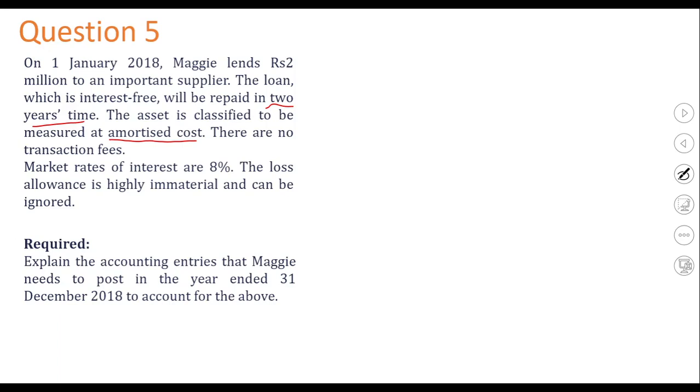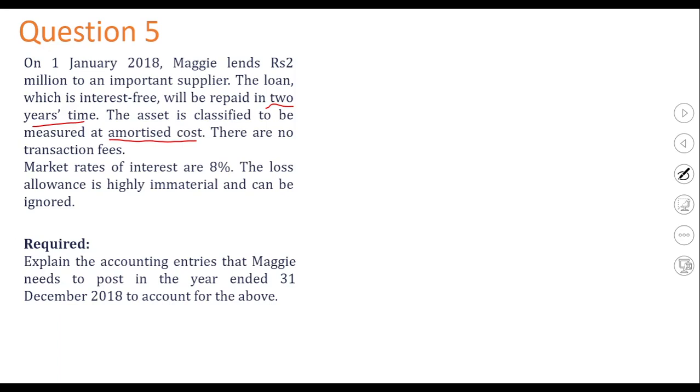Now the question is, this is interest free. If it is an amortized cost asset, initially how should we measure it? Fair value. In the sense, what is the broader understanding or the definition of fair value? Fair value is an amount which can be agreed by both parties, maybe the seller and the buyer both. Do you think in the market we can get loans interest free? Will somebody give us a loan interest free?